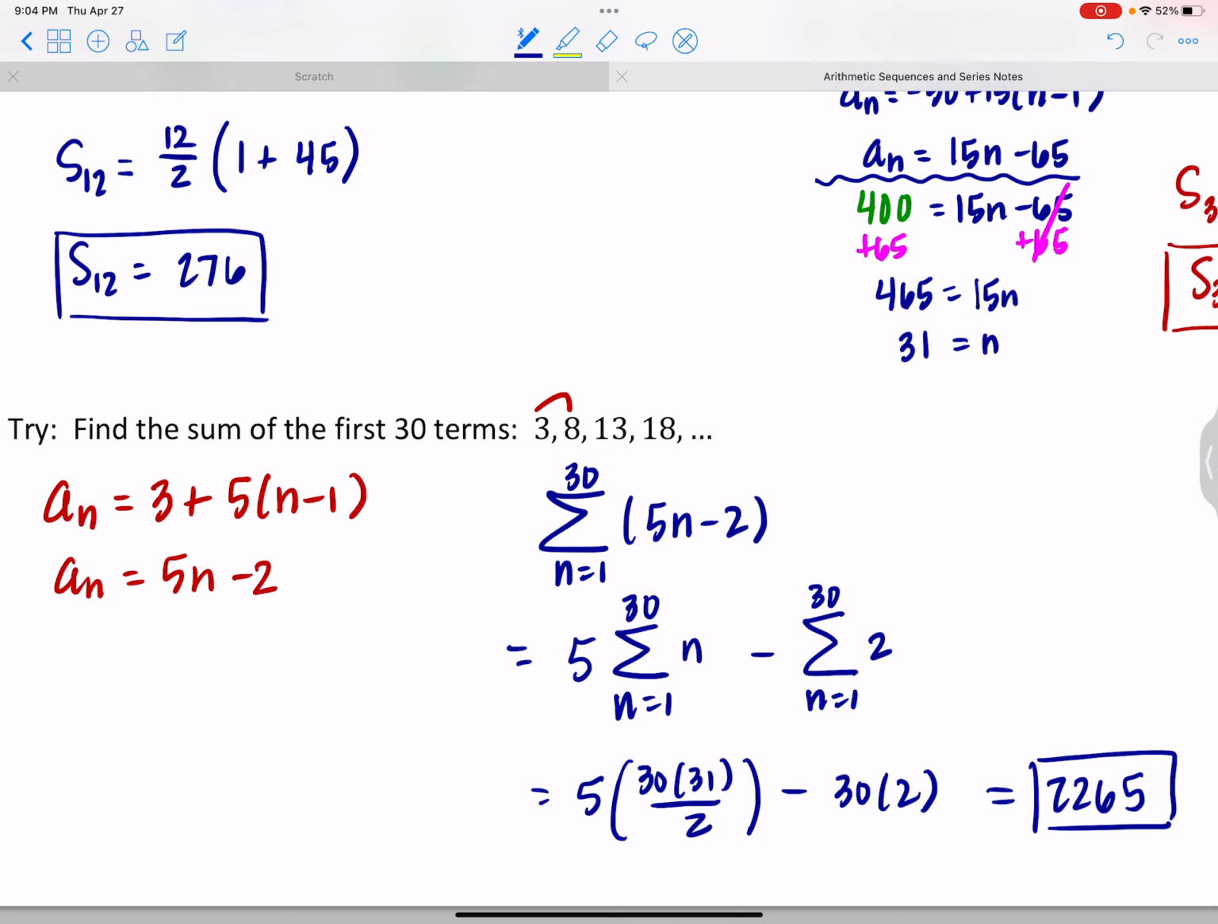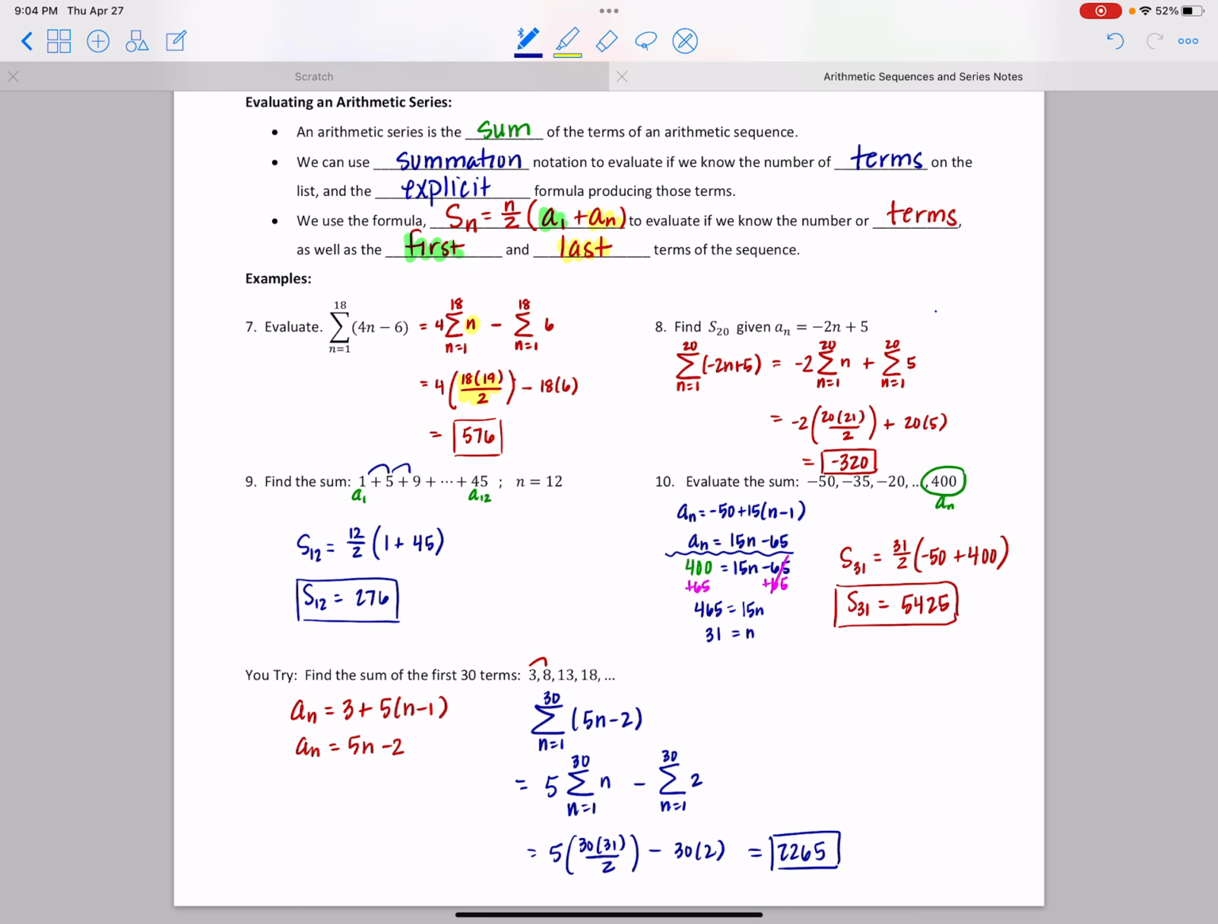All right, so a variety of examples, writing and using explicit formulas, writing and possibly using recursively defined formulas, and then an option of ways to evaluate a series, which is just the sum of the terms in our sequence created by one of those explicit or recursively defined formulas. All right, so it's a lot going on, but nothing overly difficult.